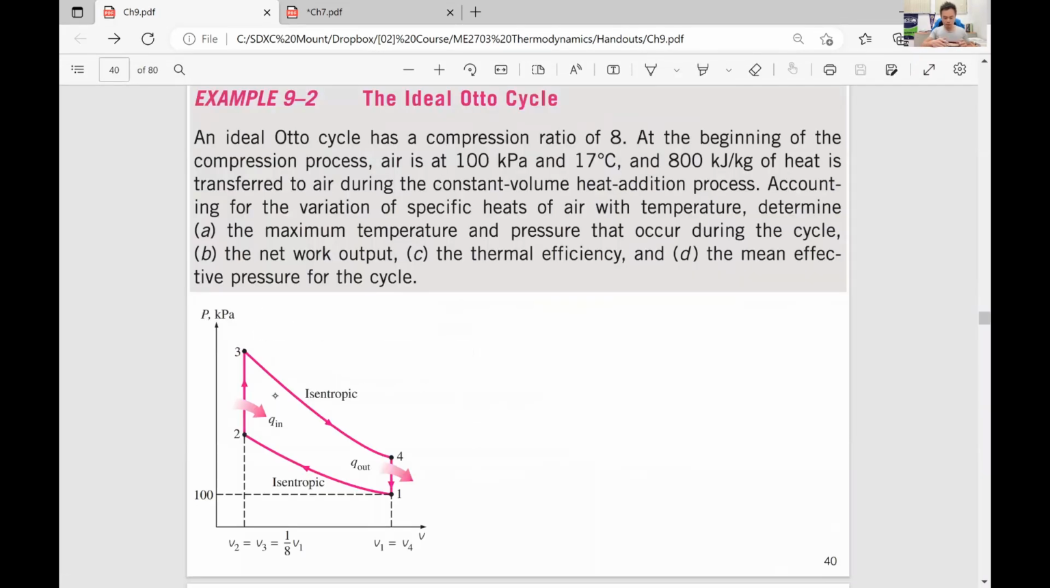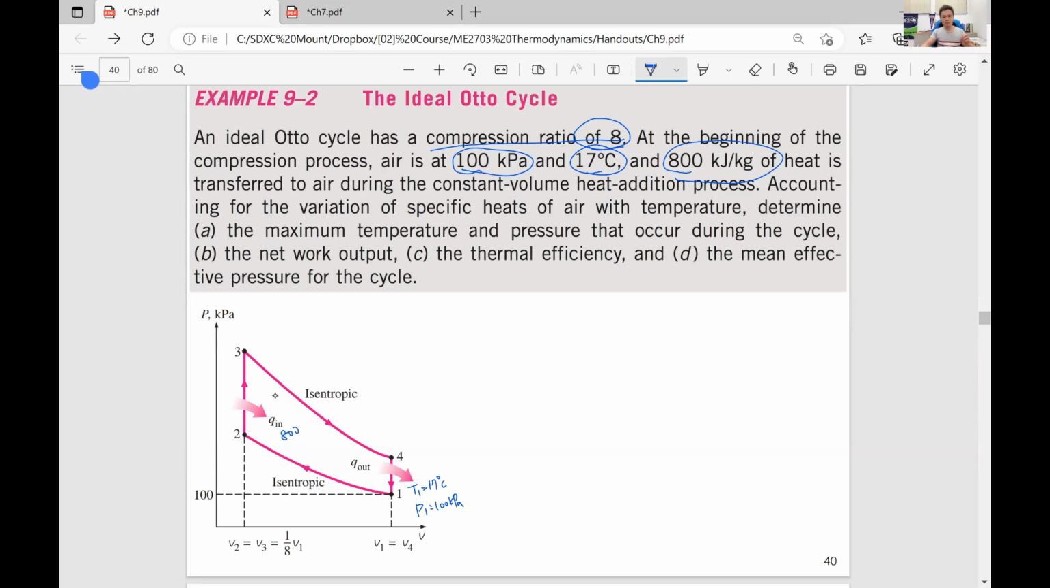All right. So this is an ideal Otto cycle. And here it says the compression ratio is 8. At the beginning of the compression process, pressure is 100 kilopascal, temperature is 17 degrees. So T1 is 17 degrees, P1 is 100 kilopascal, and Q in is 800 kilojoule per kilogram. So we know Q in is 800.